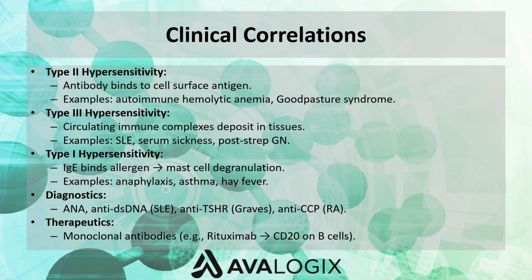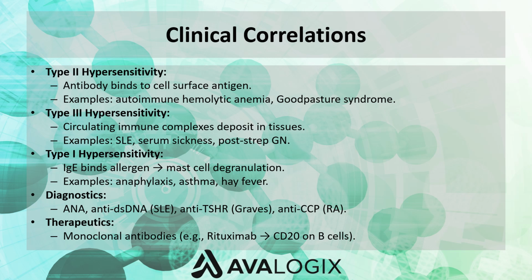Clinical examples include autoimmune hemolytic anemia, where antibodies target red blood cells, and Goodpasture syndrome, where anti-GBM antibodies bind basement membranes in the lungs and kidneys. Then there's type 3 hypersensitivity, where immune complexes form in circulation and deposit in tissues. These complexes trigger complement activation and attract neutrophils, resulting in inflammation. Classic diseases include SLE, serum sickness, and post-streptococcal glomerulonephritis.